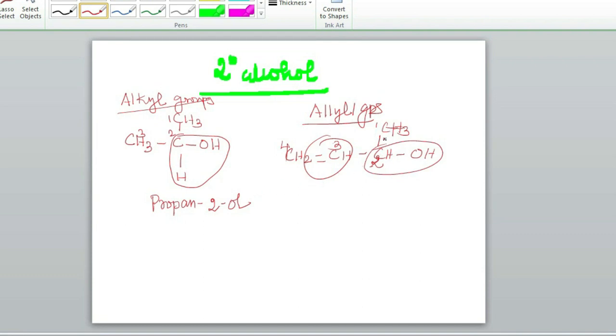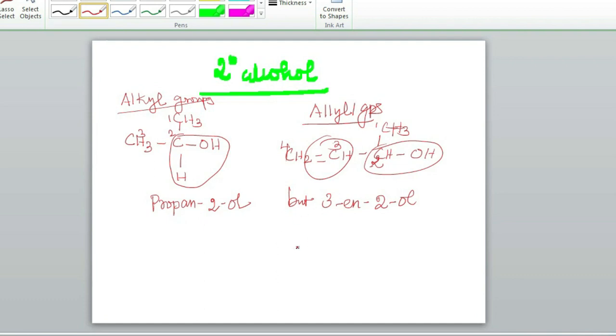So butane: how many carbons are present? 1, 2, 3, 4. But. The 3 position has the double bond, so 'en', and the second position is the alcohol. So this is butane: But-3-en-2-ol. This is the IUPAC name.